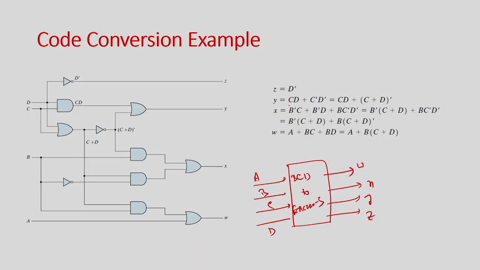I will try to identify any common sub-expressions among the minimal expressions of W, X, Y, Z, and the answer is yes. For example, if you take this CD, I can rewrite it like this. X, which is basically B bar C, B bar D and B C bar D bar, I can write like B bar (C plus D) and B (C plus D) complement. Similarly, this A, B C and B D, I can write like A plus B (C plus D). So what I identify is that C plus D is the common sub-expression.